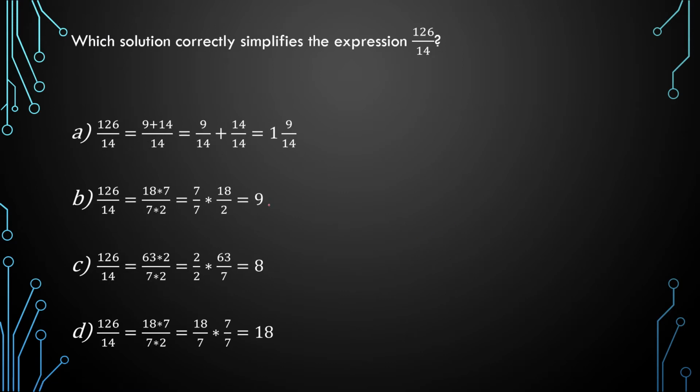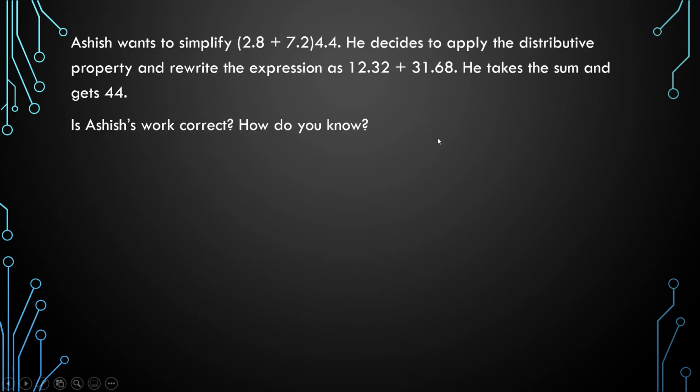Sorry. This is the only answer choice that actually has that 9 written on it, right? Which means that this is the only correct answer, because regardless of whatever they do in any of these other problems, none of those have the right final answer. So it can't be 8, can't be 18, and it's not 1 and 9/14.